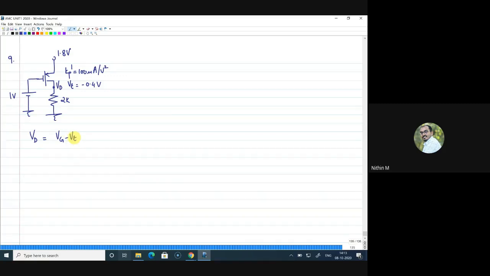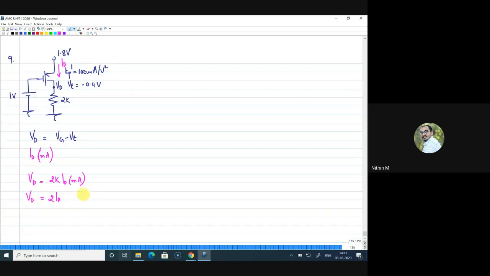Now how can I write VD? The current will be flowing in this direction as ID. If I assume ID in milliamps, others can solve in your own way. If you have some methods, you can try and tell me the answer. If I assume ID in milliamps, I can write VD as 2K into ID in milliamps, which is simply equal to 2ID. VD is equal to 2ID.